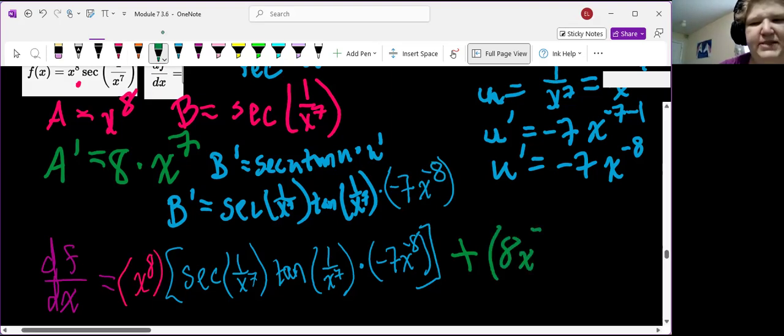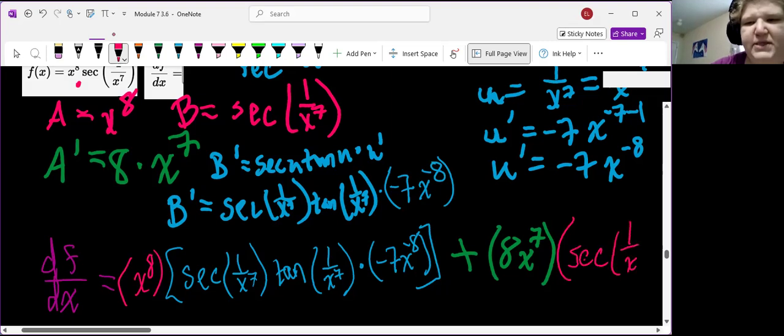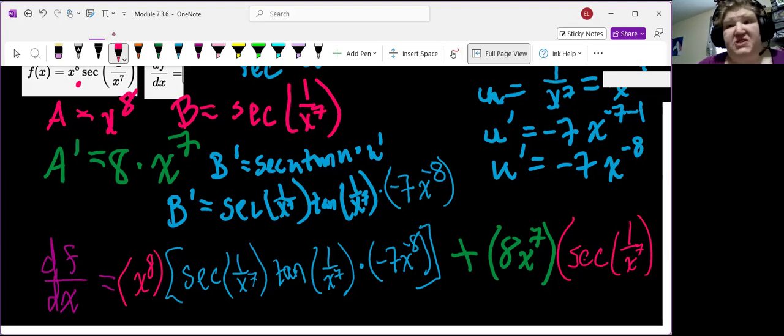A prime was 8x to the 7th, and B was the secant of 1 over x to the 7th. So there's our disgusting derivative. Like I said, most of the time, that's where you'd leave it, especially with stuff inside trig functions. There ain't no cleaning that up. But we do have one extra little interesting thing here.